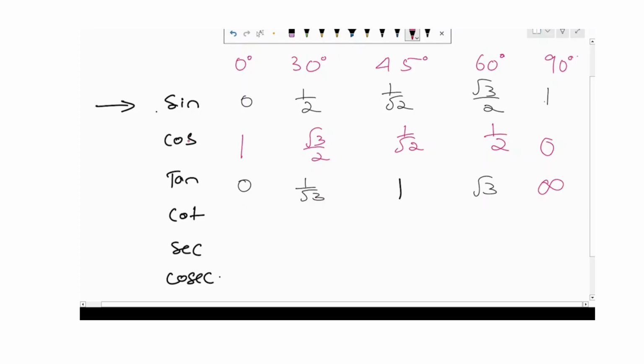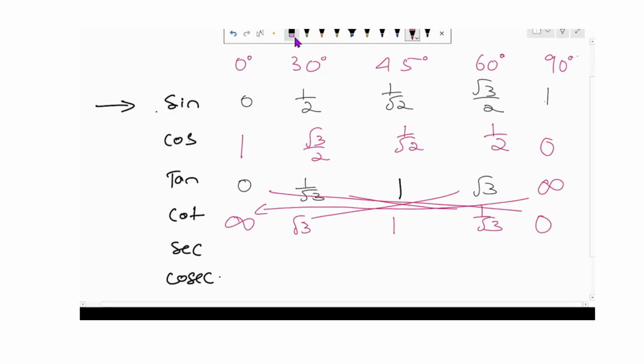Okay, cos is the reverse of sine. Cot is the reverse of tan. So reverse is nothing but like this. Infinite. Then root 3. 1. 1 by root 3. And 0. Just the reverse order. Write it in the reverse order. That's it. Infinite. Undefined. Root 3. Cot 45 is 1. Cot 60 is 1 by root 3. Then cot 90 is 0.